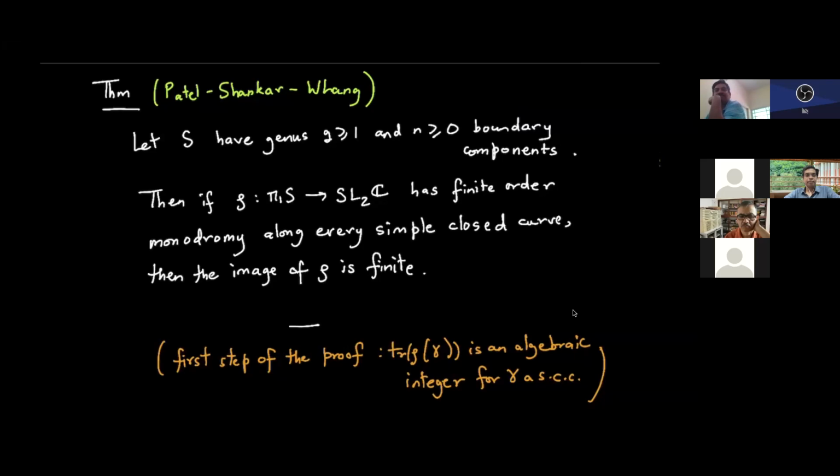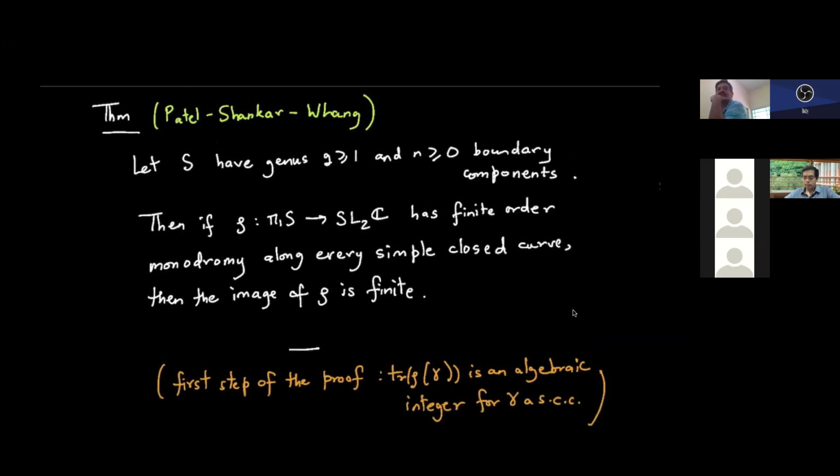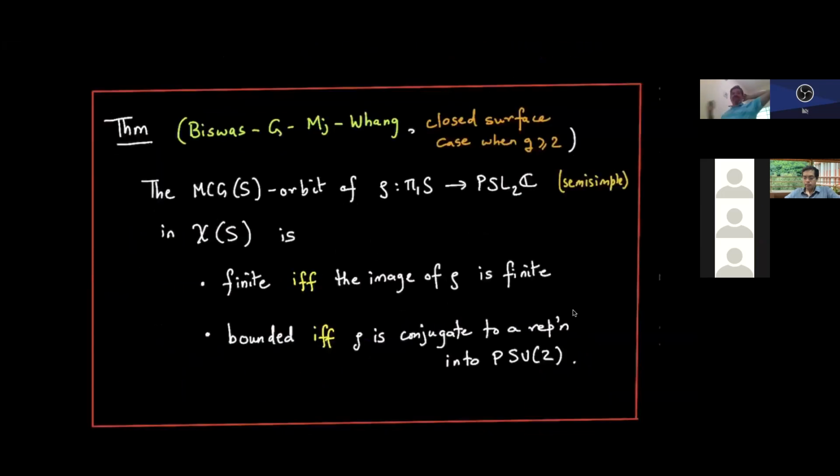Any other questions? Just a comment. So this is in some weak sense substantiating Goldman's conjecture, right? That at least you can't hope to find bounded orbits, bounded orbits cannot be dense in any way.